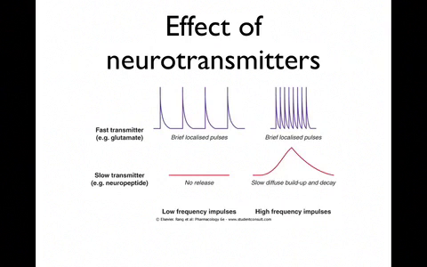So that is the difference between glutamate, which is a very fast transmitter, and neuropeptides, and this is very important as we come on to inflammation and sensitization. We'll see how neuropeptides are integral to this.